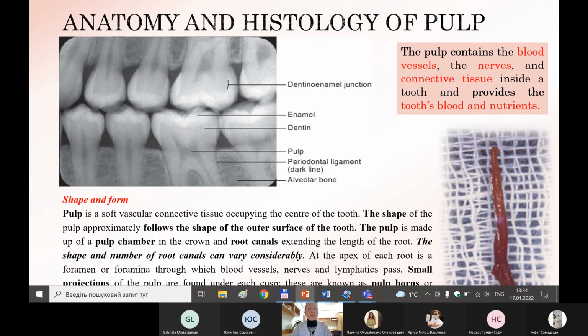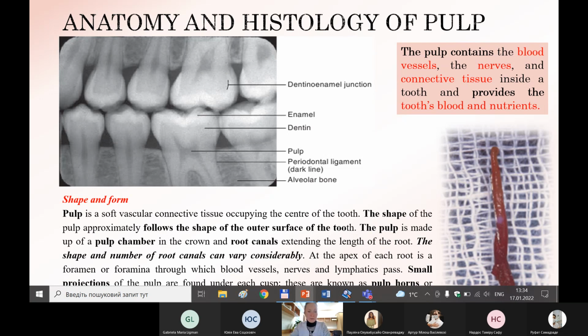It is necessary to refresh in your mind the knowledge about anatomy and histology of the pulp for clearly understanding this disease. So, what is pulp? It is soft connective vascular tissue that contains blood vessels, nerves, and connective tissue, and thus it provides the supply of nutrients to the tooth tissues, such as dentine and enamel.